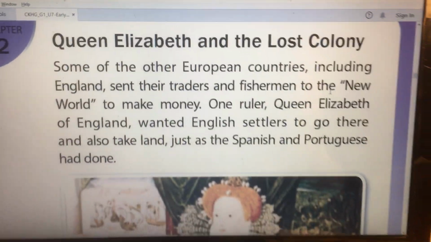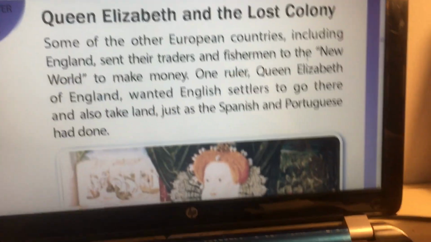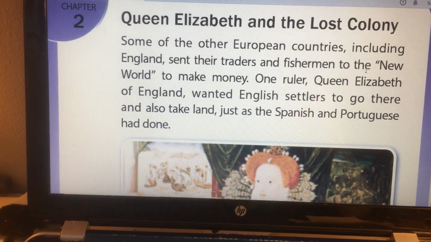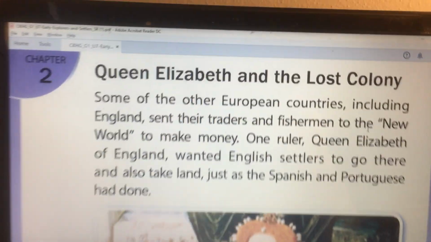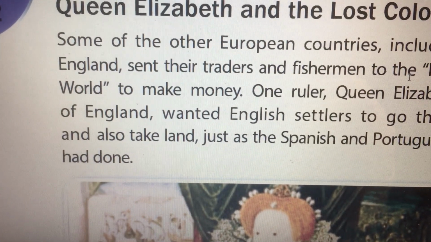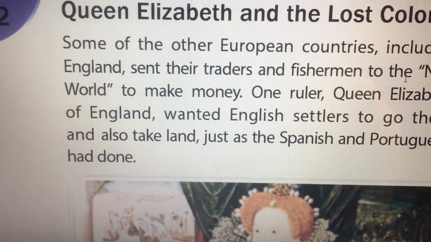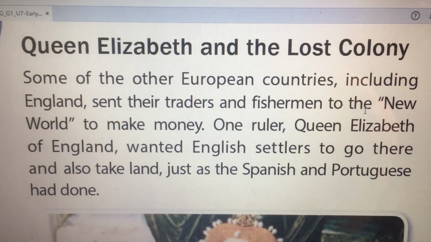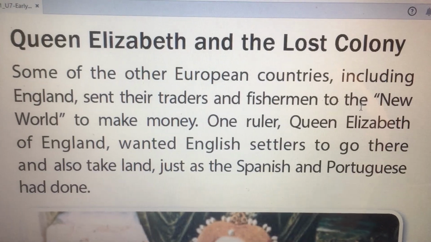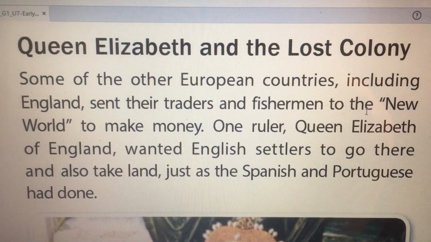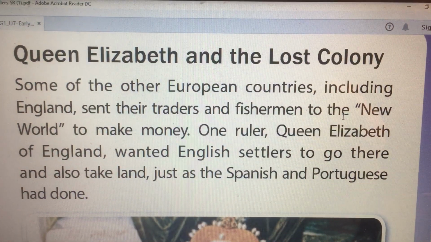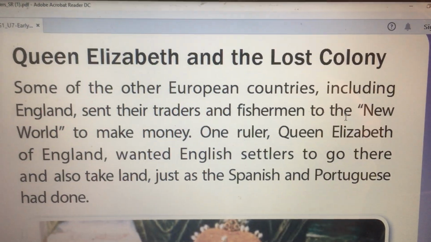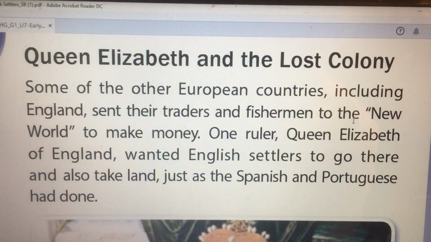Hey, first graders! It is yet again the best time of the day when we get to read some great fiction and nonfiction together. Today we're going to continue reading about the explorers and settlers who started coming to North and South America after the Native Americans had been there for many, many years.